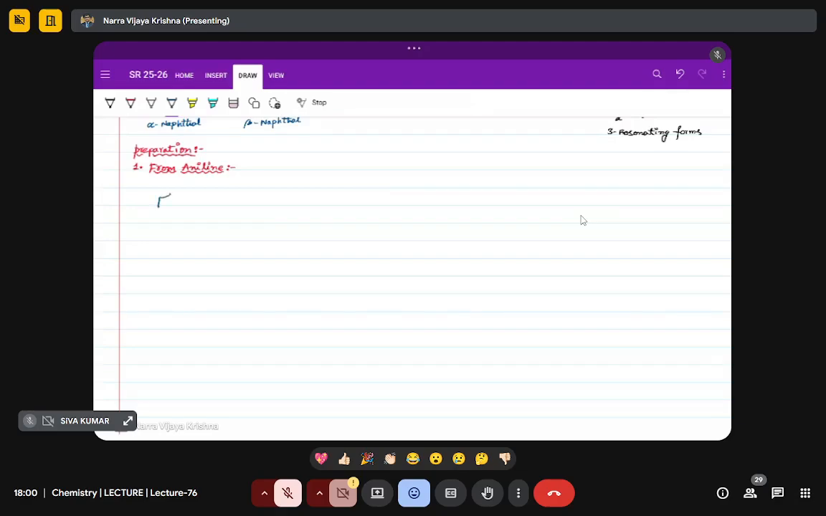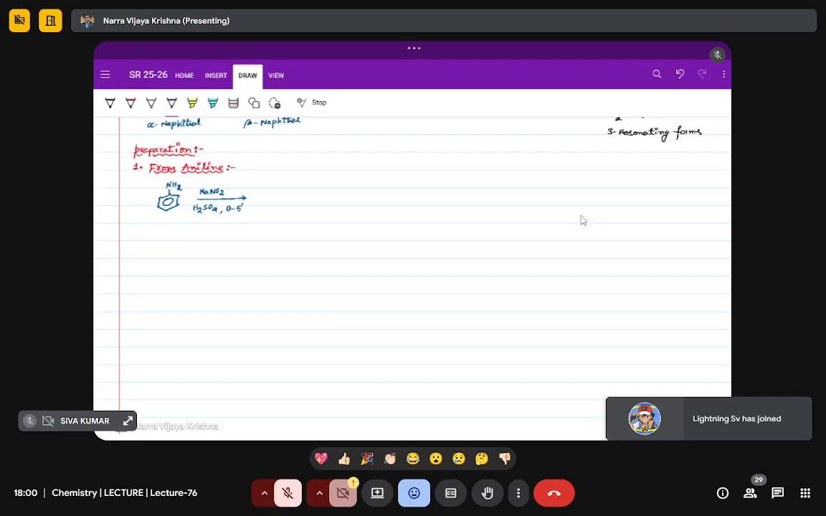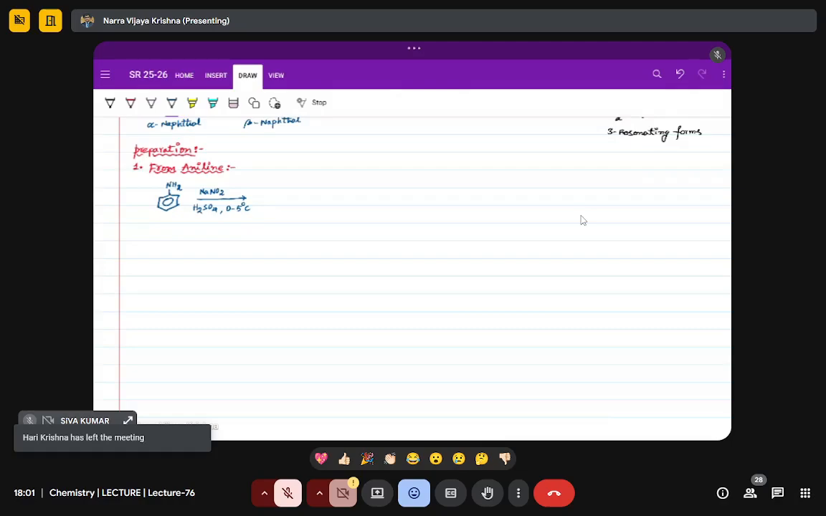So I am taking a primary amine allowed to react with NaNO2 in presence of HCl or NaNO2 in presence of H2SO4 at a temperature of 0 to 5 degrees centigrade. Temperature should be low. Otherwise, what happens? N2 gas will escape, and then it will convert into benzene. To make the diazonium compound stable, the temperature must be low.